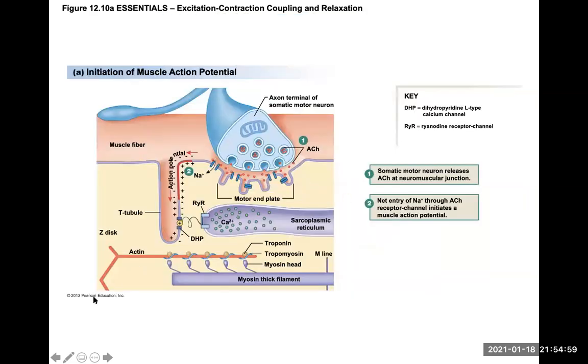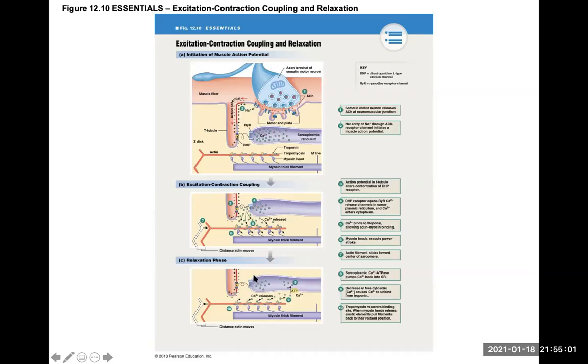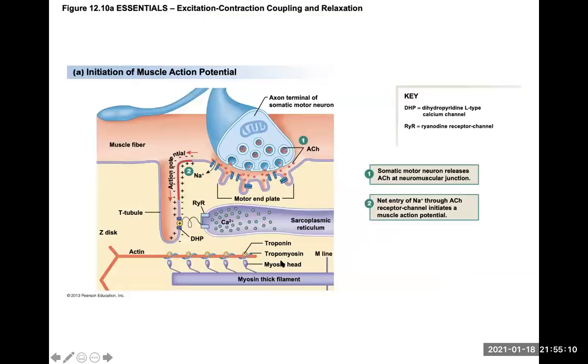Perfect. So let's start here. If you guys are tracking, it goes through 3 different parts. The first part is initiation. The second part is the actual contraction. And then the third part is the relaxation. So you've got A, B, C. Starting with A, you have initiation of the action potential.